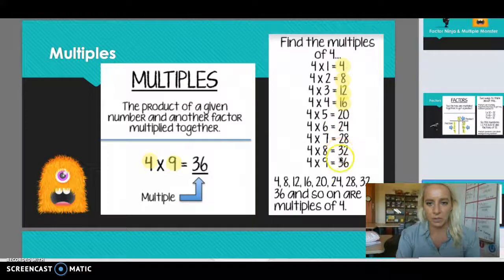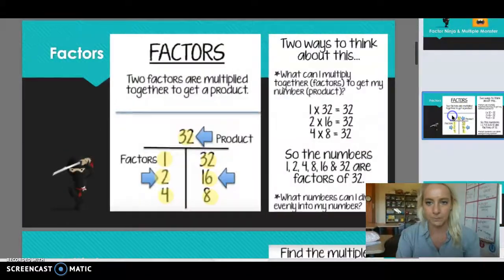It's kind of also like skip counting. So if I skip count by 4s, I do 4, 8, 12, 16, 20, 24, so on and so forth. So these are our multiples.